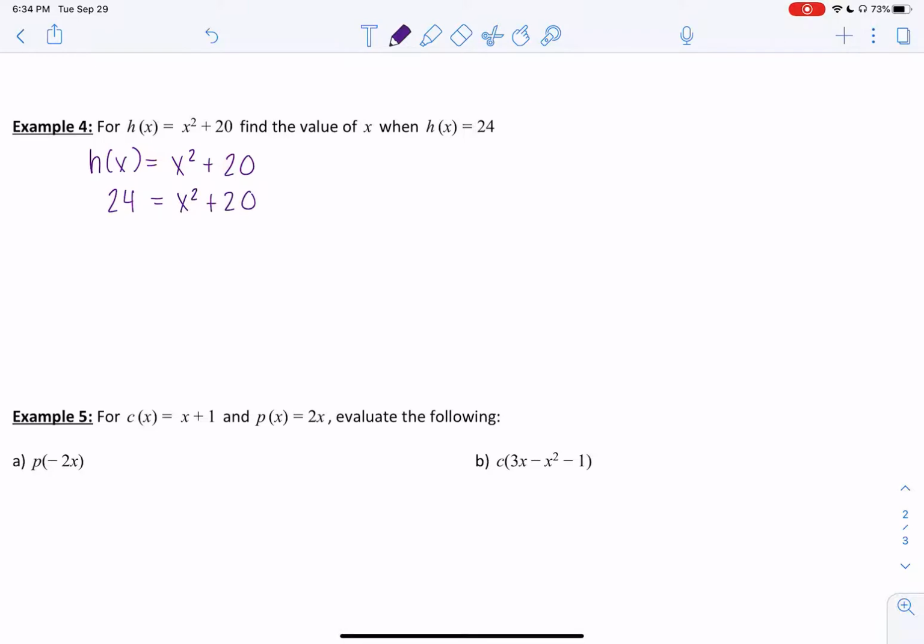And now I just want to isolate x. So I'll move over 20. 24 minus 20 equals x squared. 4 equals x squared. And now to isolate x, I just square root both sides and I'll get plus or minus 2 equals x.